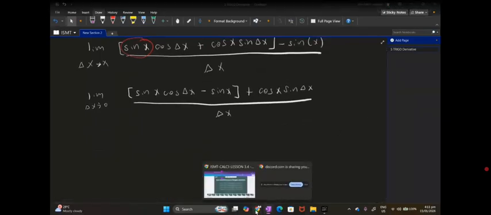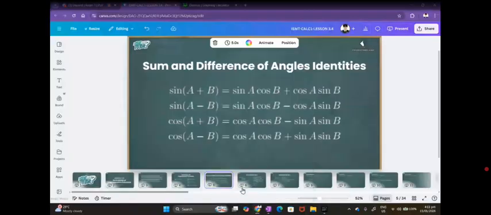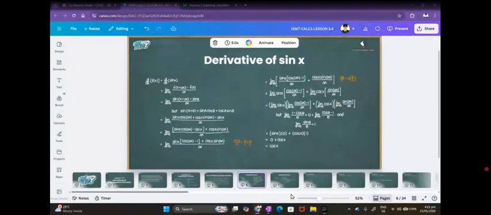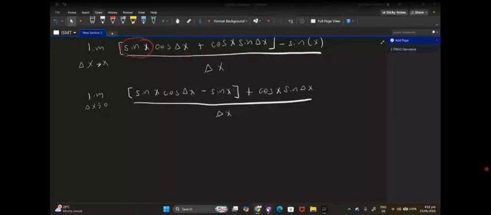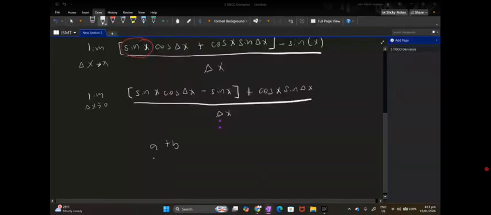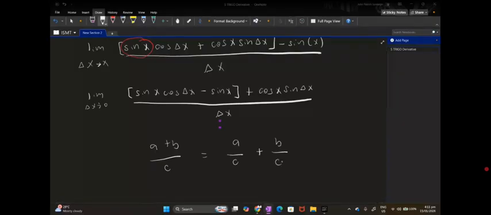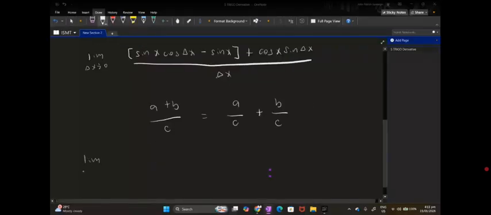Then, based po sa solution here, pwede po natin gamitin yung formula na A plus B all over C. So, equal lang siya sa A over C plus B over C. Diba? So, pwede po natin siya gawin here. So, magiging the limit of delta x as approaches 0.